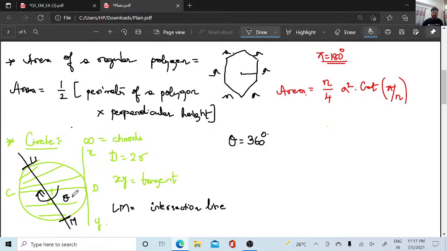Right? The theta angle throughout this circle is 360 degrees. What is the perimeter of a circle, people? Perimeter is also called the circumference, right? So what is the circumference here?